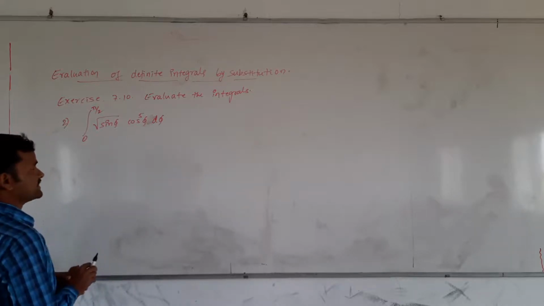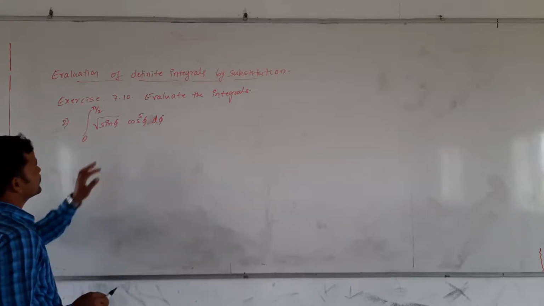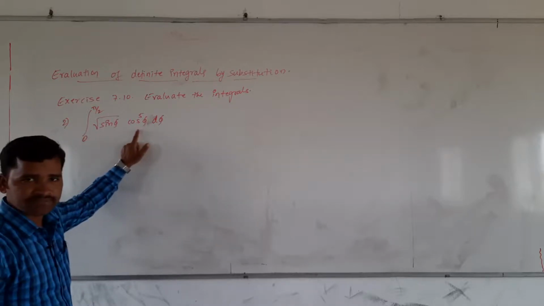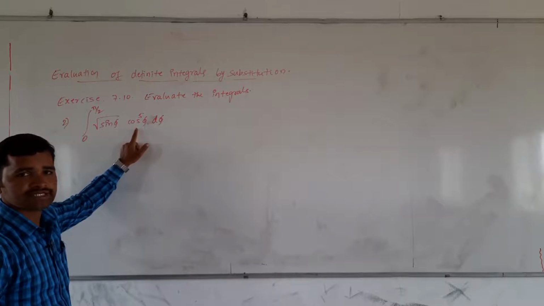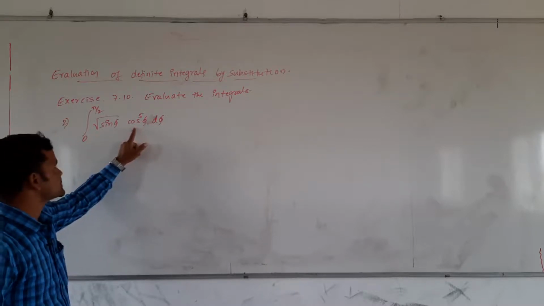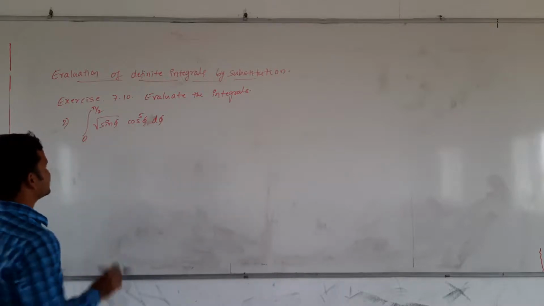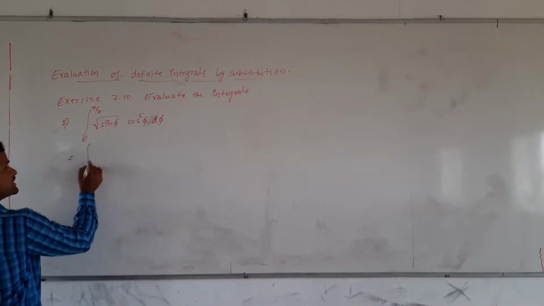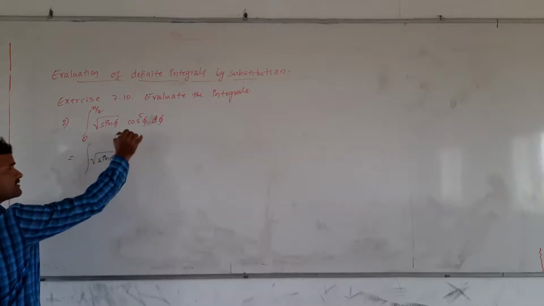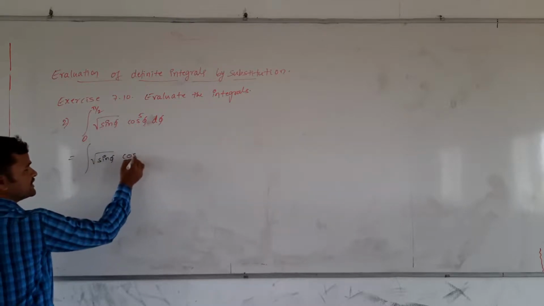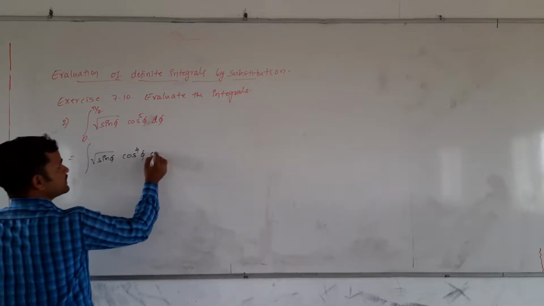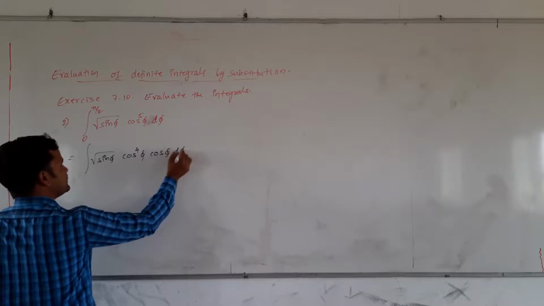How will you integrate it? First of all, we know that the differentiation of sin phi with respect to phi is cos phi. But how many times is cos phi given? Cos phi is given 5 times here. As cos phi is given 5 times, let me write this as integration of square root of sin phi. Cos raised to 5 phi is there now. You write it as cos raised to 4 phi into cos phi d phi.